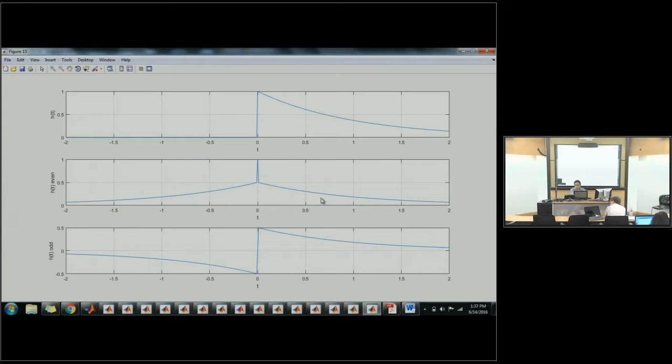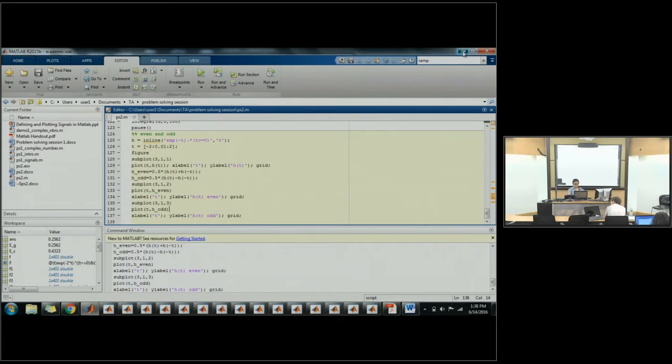Now if you mentally add these two up, the odd parts will cancel out each other, meaning the parts for t less than or equal to 0 will cancel out each other, and the parts which are t greater than or equal to 0 will add up. So you'll have your original signal back. Make sense? Alright, so that's even and odd functions.